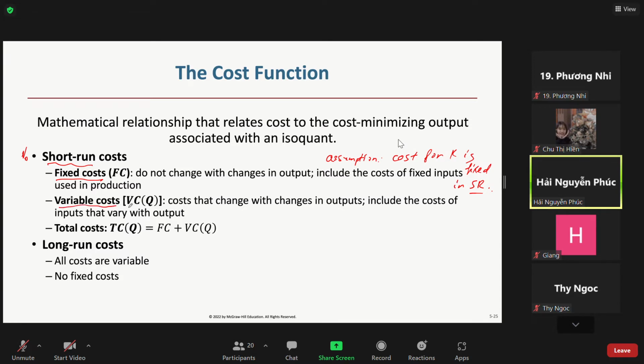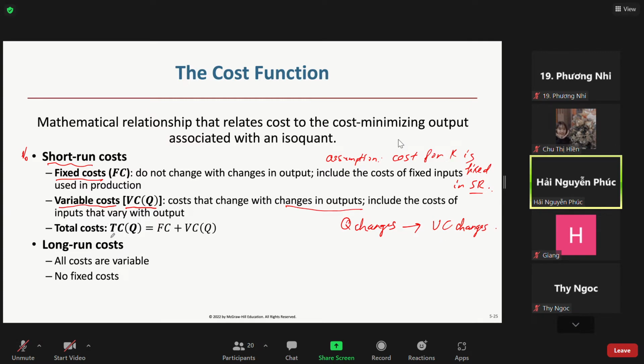And you can see that mathematically, the variable cost is a function of the output. It is VC is a function of Q. And the variable costs are the costs that change with the change in output, right? So it means that if the Q changes, if we change the output, we will have a change in the variable cost.